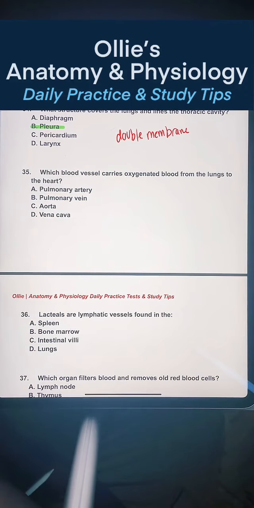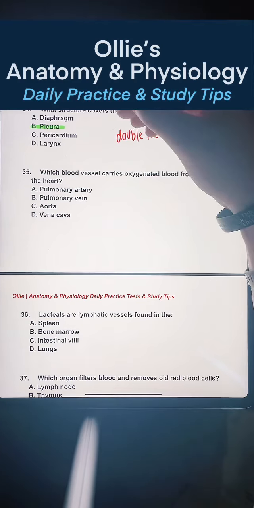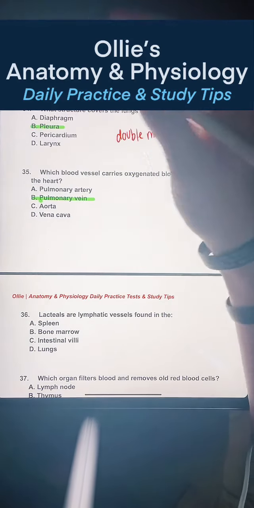But number 35, which blood vessel carries oxygenated blood from the lungs to the heart? What do we got? What do you guys think? Let's talk about it. The answer is B. It is the pulmonary vein.